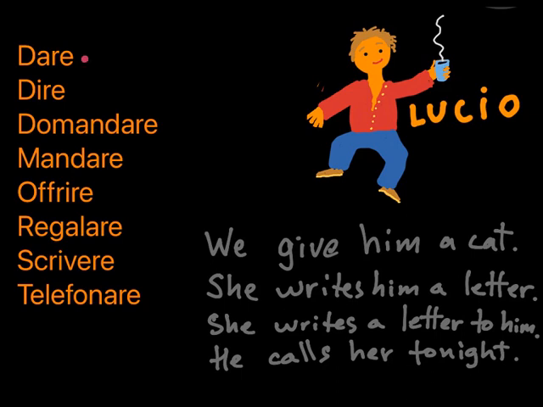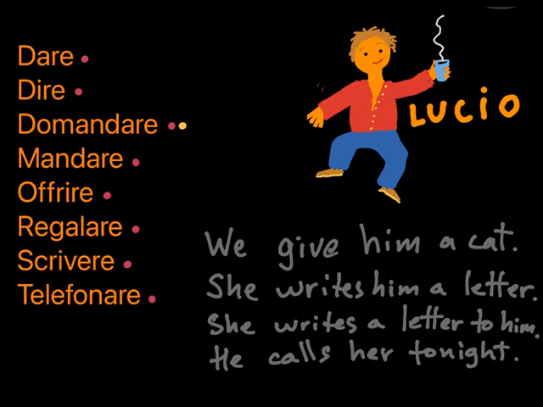Dare, to give. Dire, to say. Domandare, to ask. Mandare, to send. Offrire, to offer, to give. Regalare, to give as a gift. Scrivere, to write. Telefonare, to call. Note that all of the same verbs are using the indirect object pronouns in English as well, except domandare. This one in English takes the direct object, and in Italian, the indirect. And it does happen occasionally.